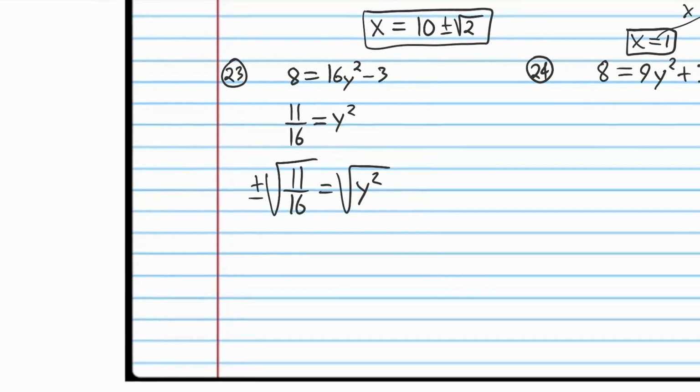And again, we learned how to simplify this. We cannot have a square root in the denominator. So we learned how to simplify that in the previous class. So it ends up being root 11 over 4. Because the square root of a fraction is the square root of the numerator over the square root of the denominator, and the square root of the denominator is a perfect square, so that just ends up being 4.